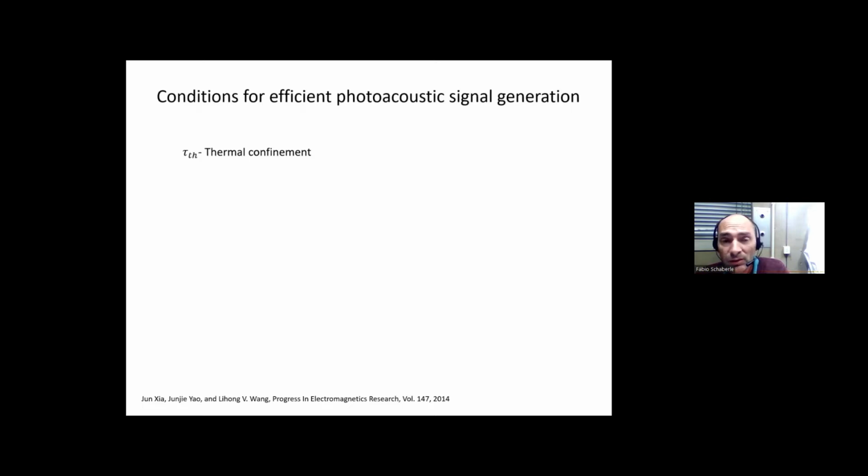One condition is the thermal confinement. That means that the heat released should be kept, during the releasing time, in the volume of the laser where it is being absorbed, without diffusing into the medium. So this depends on the thermal diffusivity and on the spatial resolution.